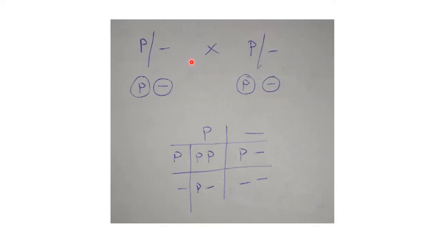Now this is the cross between P minus and P minus, and you get the Punnett square, and you will get the plants having PP genotype, P minus genotype, as well as minus minus genotype.